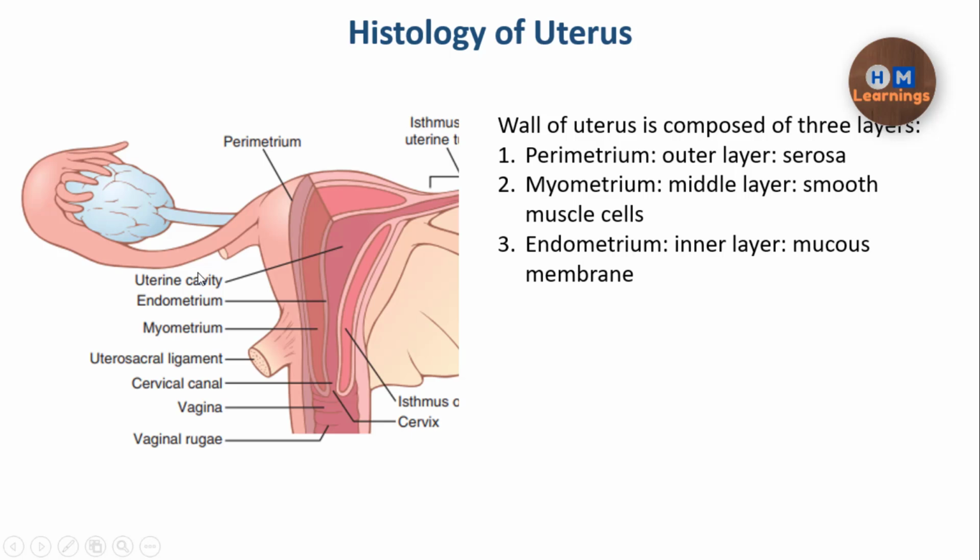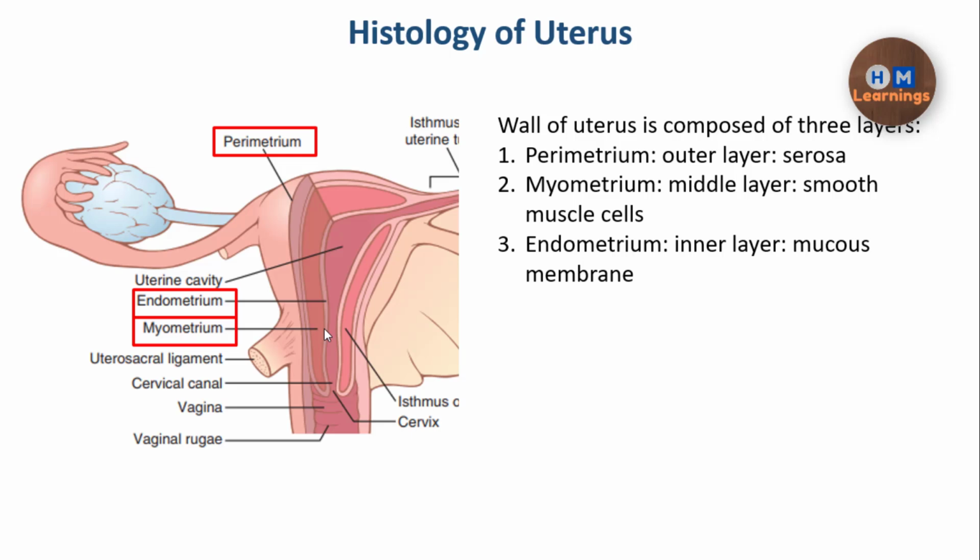In this diagram you can see that this is the perimetrium, the outermost layer, then this dark bundle is the myometrium, and then the endometrium, which is this layer lining the cavity of the uterus. Now the question comes, what is endometrium? We have seen that it is the innermost layer lining the cavity of the uterus.